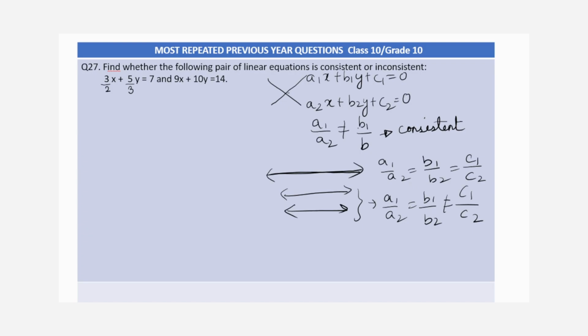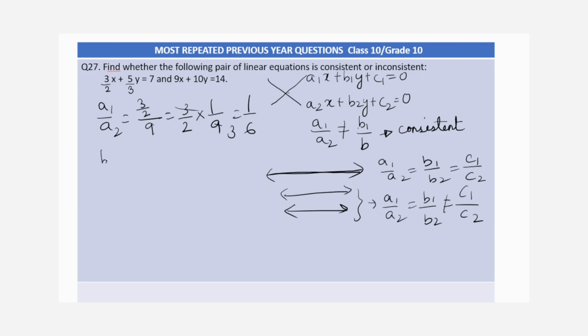So here our question is to find consistency or inconsistency. So we will divide 3 by 2 by 9. This 9 we will have to take the reciprocal of. First I'll write down a1 by a2, which is what I'm trying to find right now. 3 by 2 is the value of a1 and the a2 value is 9. If I divide like this, I need to find the reciprocal. So the ratio is 1 by 6.